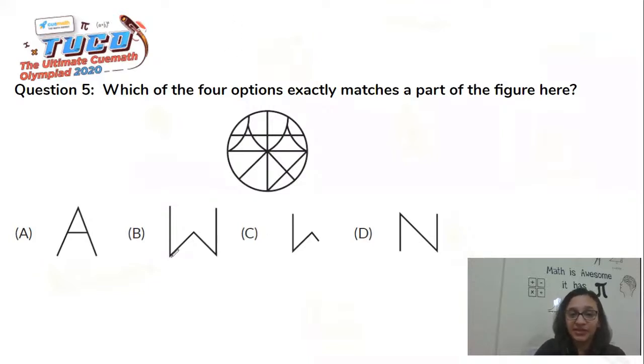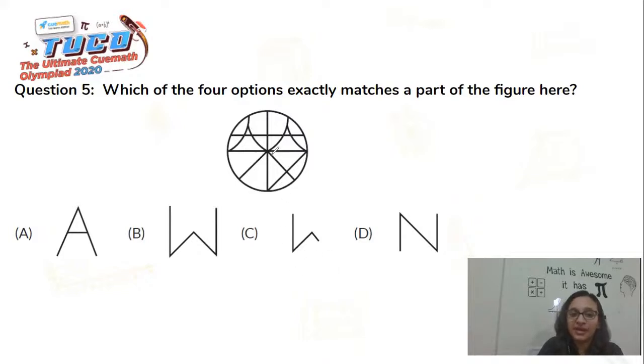Then we have a W. So we'll have to have two vertical standing straight lines. So we have one here, but we cannot find another, parallel, just opposite to it, another standing line like this. So option B also cannot be the correct answer.